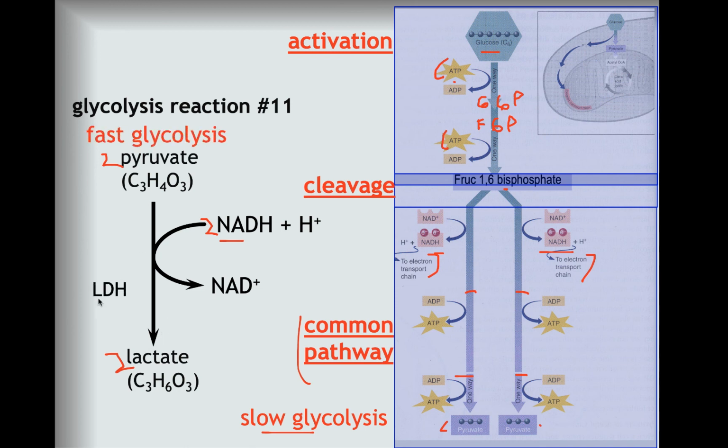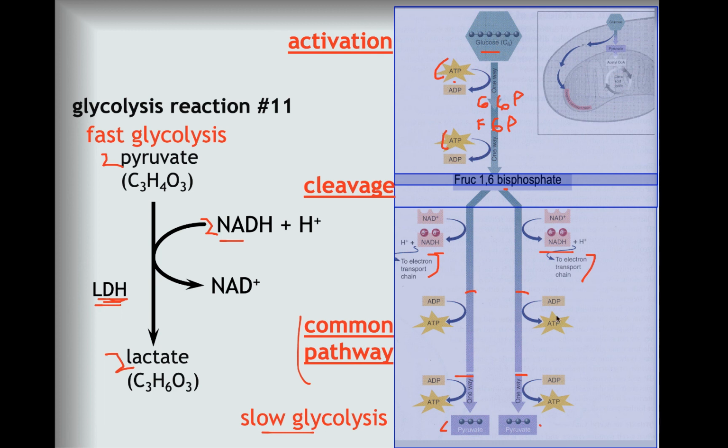The enzyme that does that, you should know it. I make my A&P students know it, is lactate dehydrogenase. It's a dehydrogenase, and so I know it's a redox reaction. So there you go. These are the 3 parts of glycolysis. I want you to know this. Activation, bump up the energy level, and that requires the investment of ATP. Cleavage, chop it in half. Common pathway. This is where we finally start to harvest some of the energy that's in the glucose molecule.